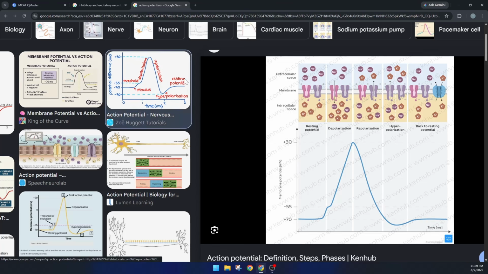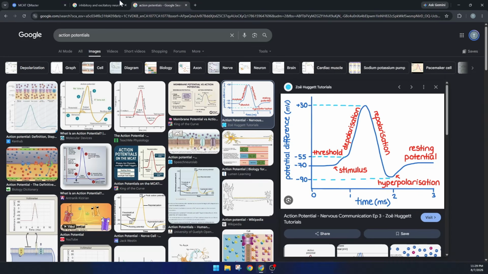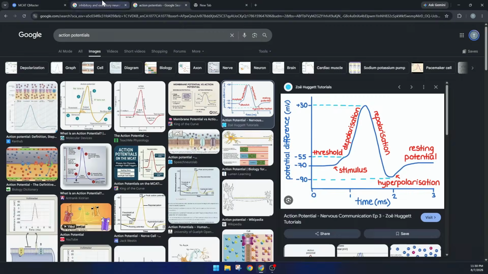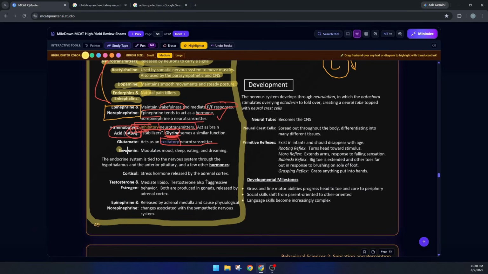There's actually a lot more to learn about this than just this, but that's more for biology. So understand that this has to do with this whole thing about inhibitory and excitatory neurotransmitters. I just don't have enough time to go over that in this video, because this is probably meant for biology more so to explain inhibitory versus excitatory, but that's the basics of action potentials that I wanted to go over first. Okay. Serotonin modulates your mood, sleep, eating, and dreaming.